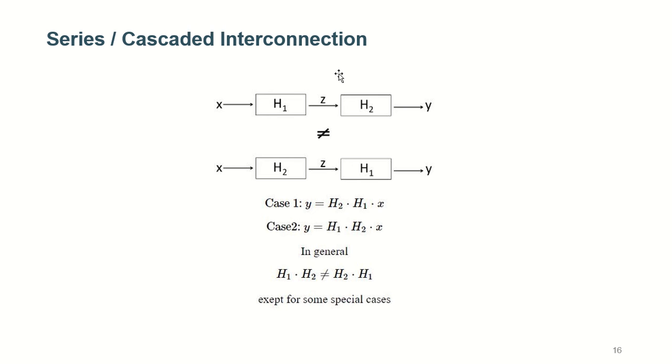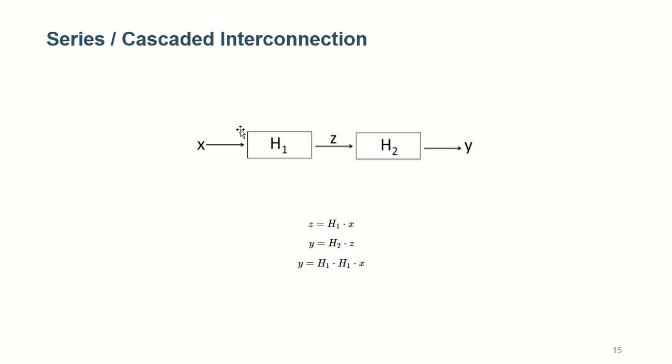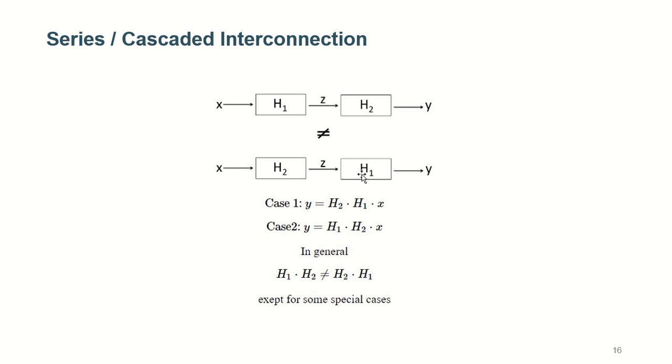See, in the first figure we are following the same analogy as this connection, but what did we do in the second one? We replaced h1 and h2, we toggled their positions. So what happens is that the output for the first system, which is shown here, will be y is equal to h2 dot h1 dot x, and for this system it will be h1 dot h2 dot x, right?